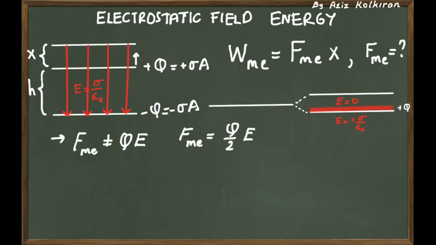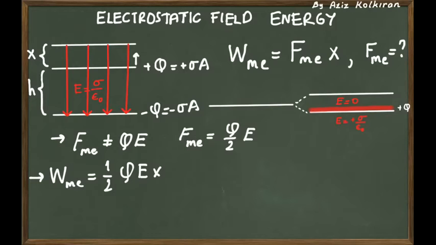So the force is not equal to Q times E, but it is equal to Q times E divided by 2, because only one face sees the electric field. The other face has no electric field. And of course the total work is just one half Q times E times x.